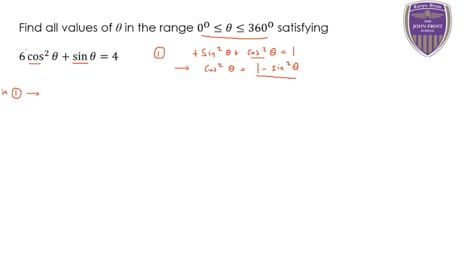Remember, this means 6 times cos squared theta. So I'm going to get 6 times 1 minus sine squared theta, plus sine theta equals 4. And this is good because now I've got all sines. Expand the brackets. You're going to get this. And again now, this is going to be quadratic.